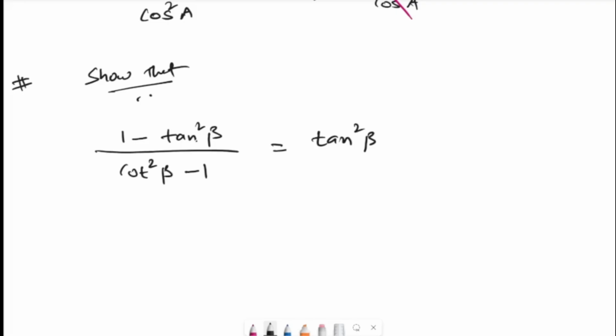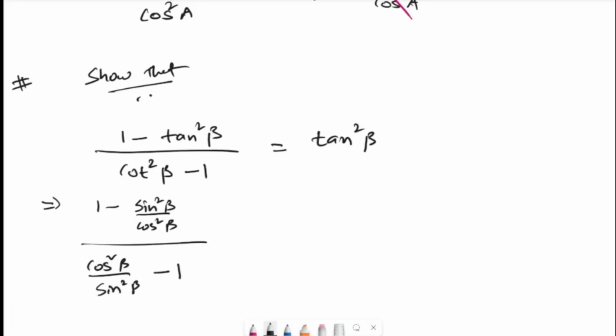If I can express tan square beta in terms of sine and cos, let me try that. So implies 1 minus sine square beta divided by cos square beta. This is cos square beta divided by sine square beta minus 1.